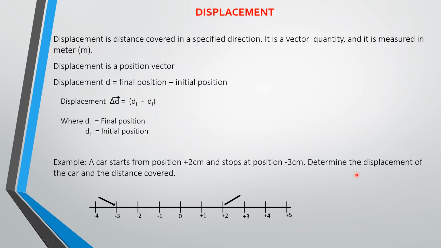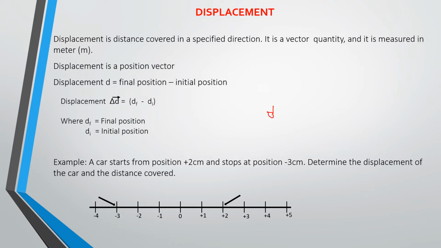Determine the displacement of the car and the distance covered. The distance covered by this car is just a measurement of the length from this minus 3 to this point. But the displacement, we use this formula.